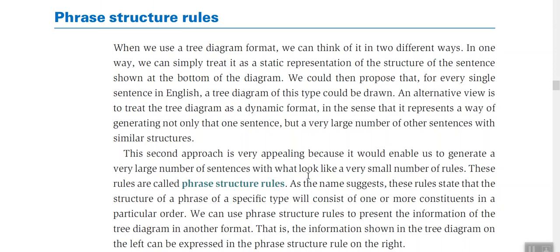Today we are going to talk about certain rules. In the previous lecture, we talked about certain points concerning how to make a diagram. And also we talked about the symbols. Today, we are going to talk about certain rules, for example, phrase structure rules, lexical rules, and movement rules.